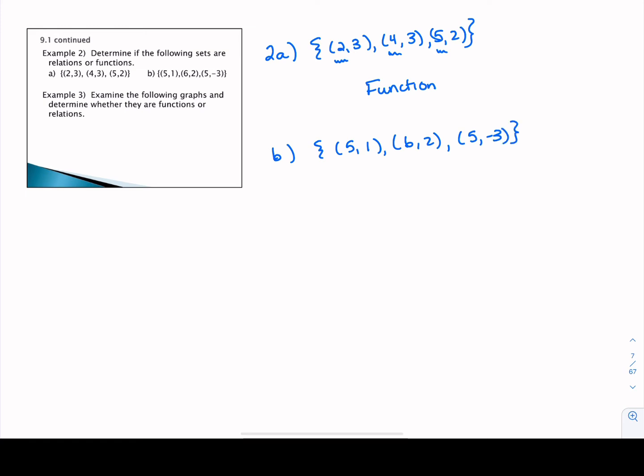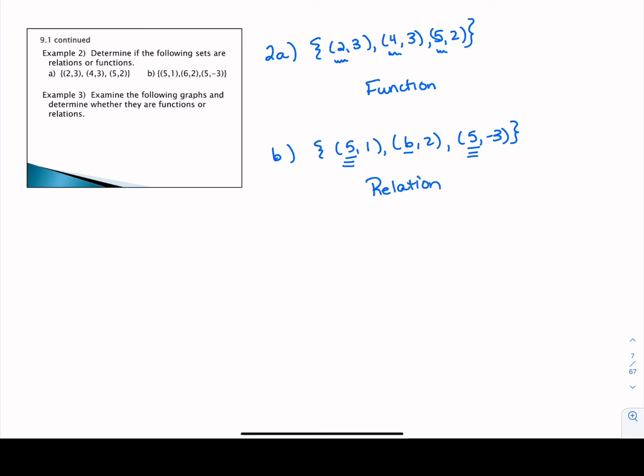Now, if I look at my input or x values, what I want you to notice here is that 5 appears twice. The same x value actually maps itself to two different y values. So there's a 5 that maps to 1, and there's a 5 that maps to negative 3. Because the same x value maps to two different y values, we say this is not a function, and in fact, it's a relation.